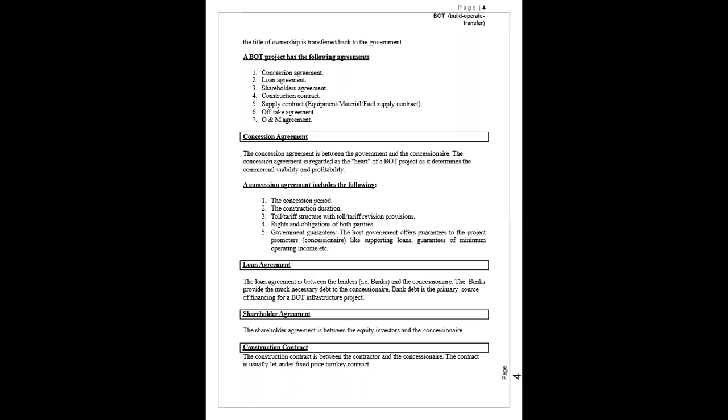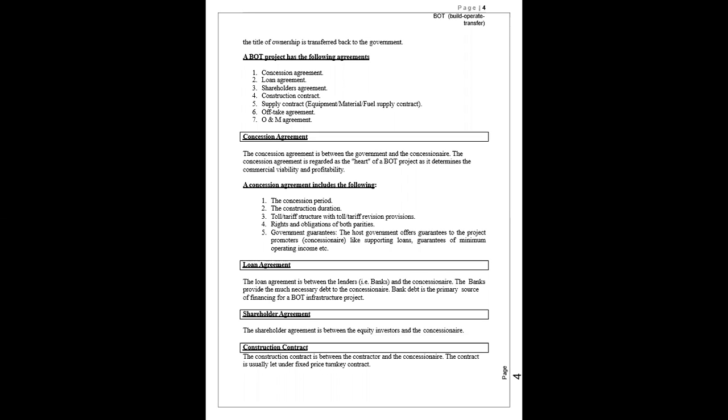Okay, then guarantee of minimum operating income. So minimum operating income daily 10,000 rupees, daily 50,000 rupees, daily 1 lakh rupees, daily 5 lakh rupees, or monthly 50 lakh rupees, monthly 1 crore rupees, that guaranteed income should be there. Otherwise, how to repay the loan and all the taxes? That is the big question, that is a financial question.